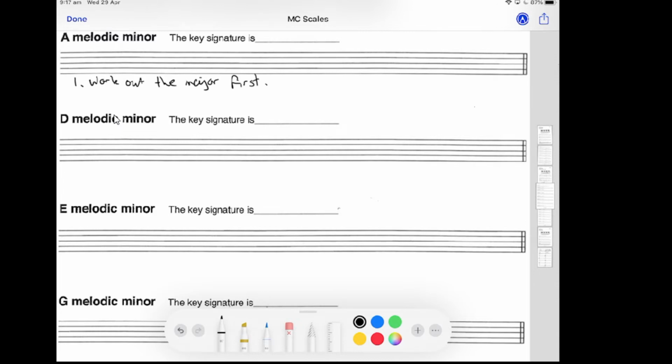Okay, so we need to work out the major first. So I'm going to suggest we'll do this one in treble clef.